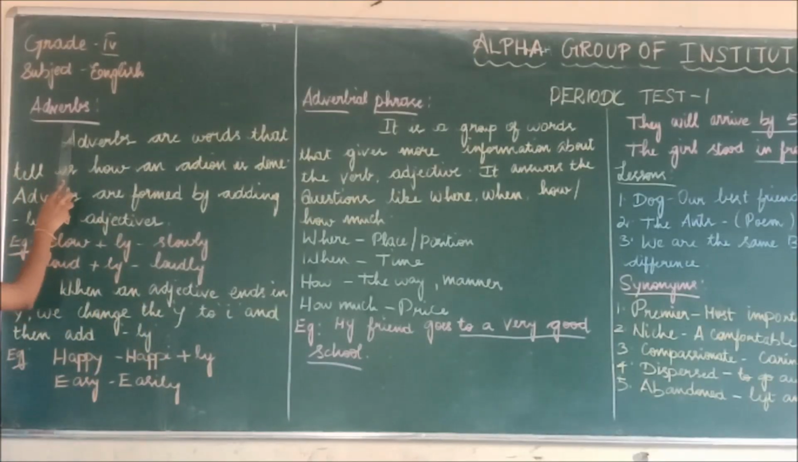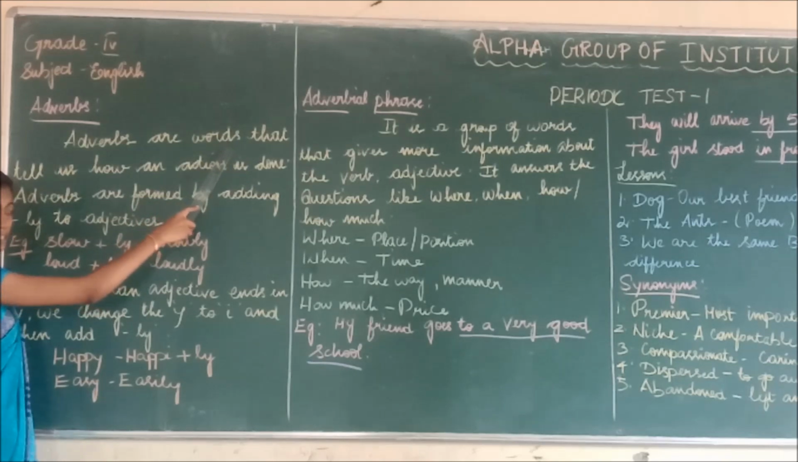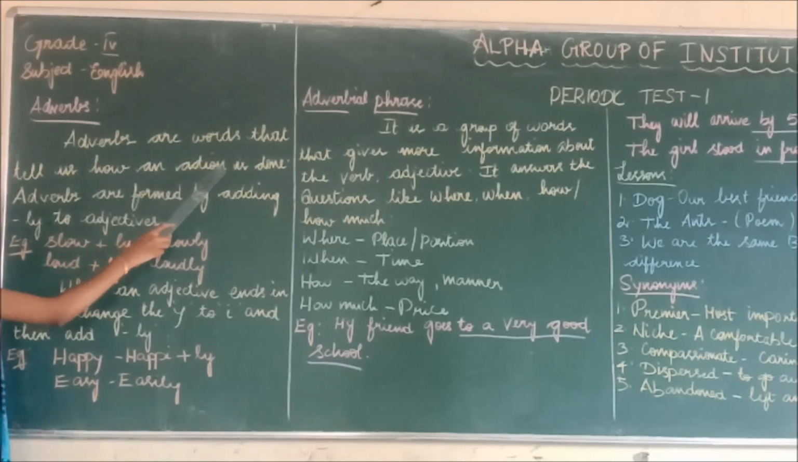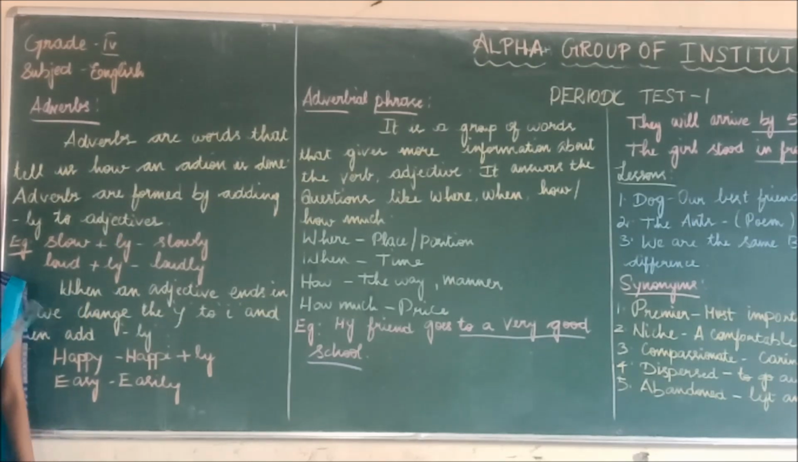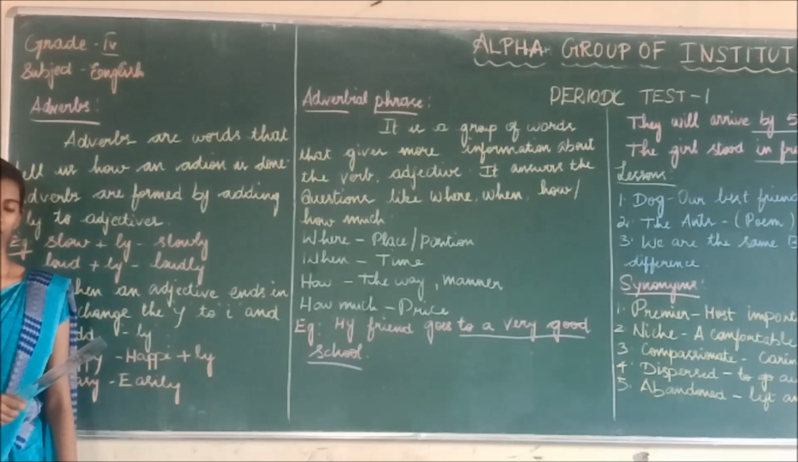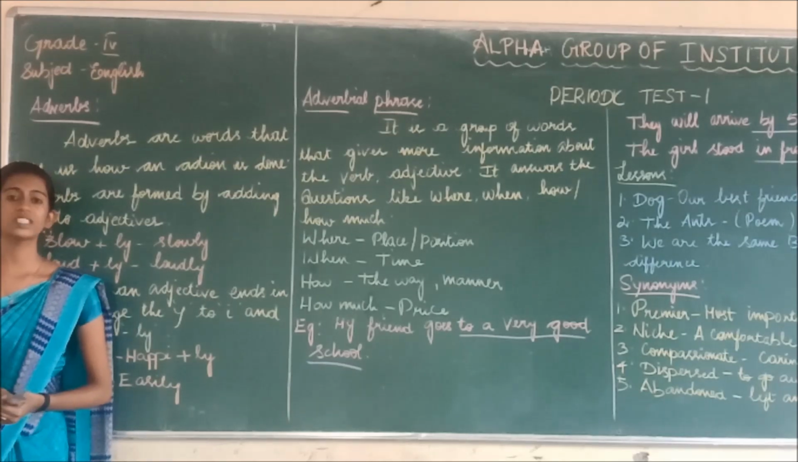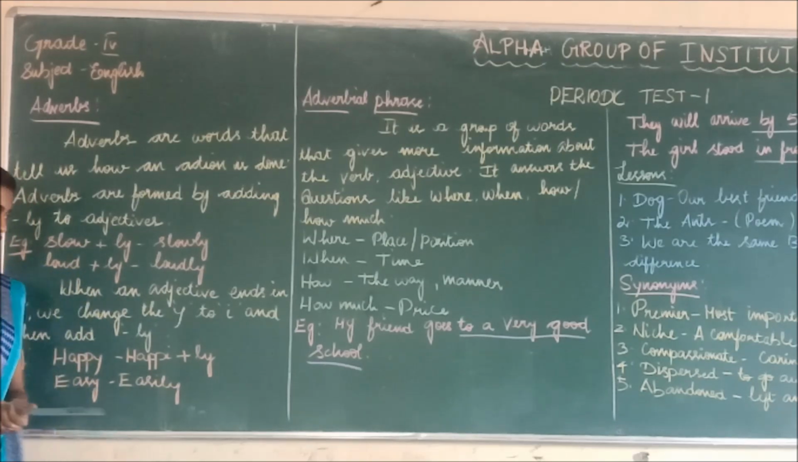Next, adverbs. What is this? Adverbs are words that tell us how an action is done. Adverbs are formed by adding ly to the adjectives. So you have already known what action means. An adjective means a word which describes a noun.